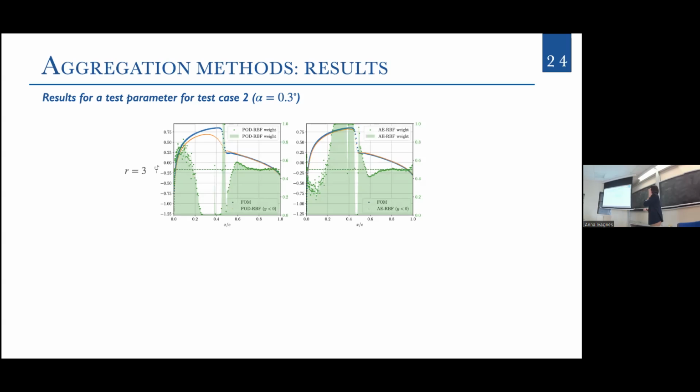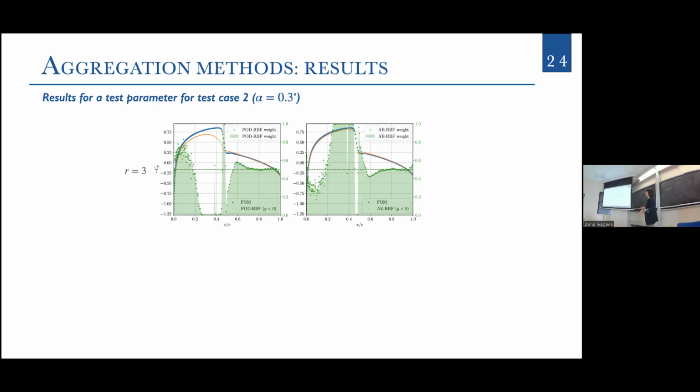Okay, now I would like to focus on the second test case, which is the most challenging among the two. Here are the results for a test parameter in the second test case, for 3 as a reduced dimensionality. We represent the pressure coefficient again, and in blue you can see the full order model. In orange, the POD RBF prediction, and here the autoencoder RBF prediction.